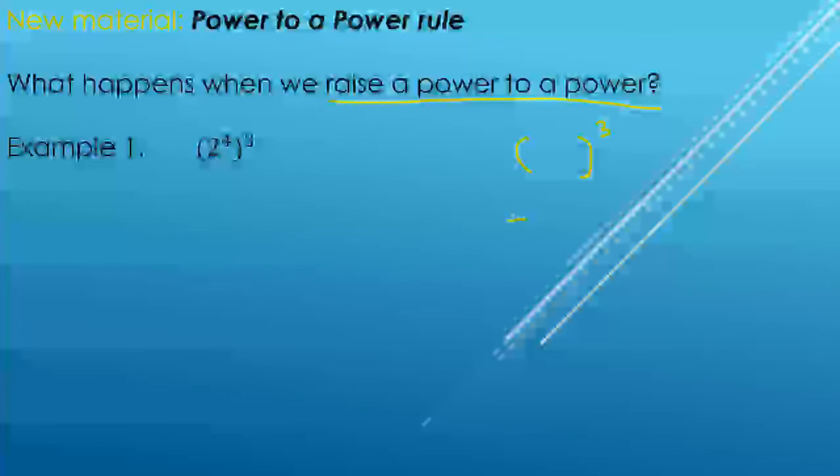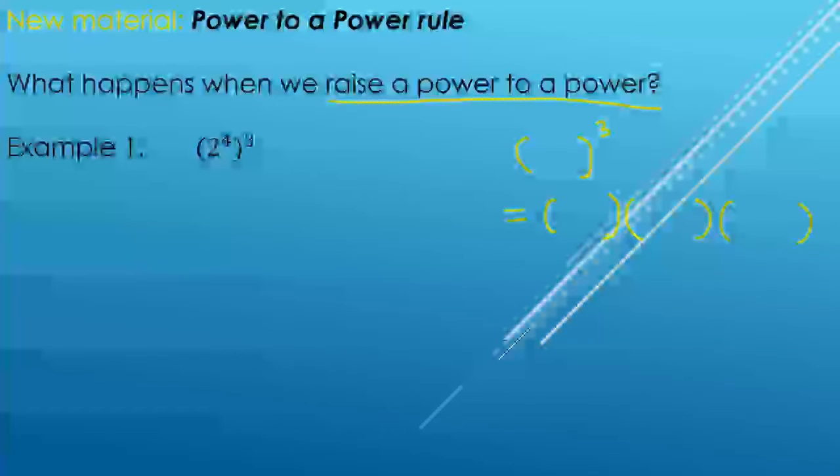What does that look like? I'm going to expand that and write it out. So here's my first parentheses, here's the second, and here's the third. I've expanded the third power out. Now let's circle back to what was inside the parentheses after all. It's 2 to the fourth, right? So let me fill in each of my parentheses with 2 to the fourth. And then I'm going to expand each one of those. So 2 to the fourth, that's 4 2's. There's the first one.